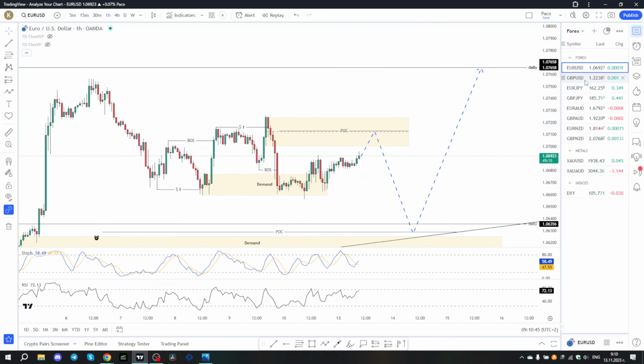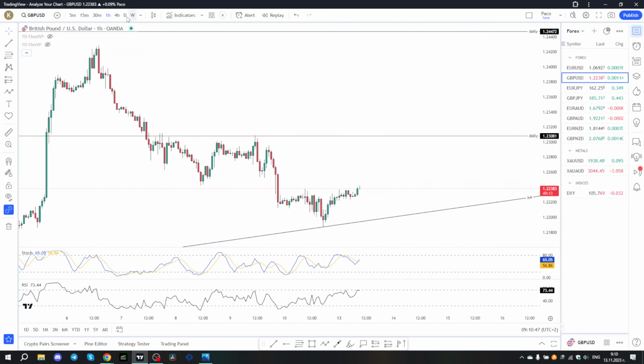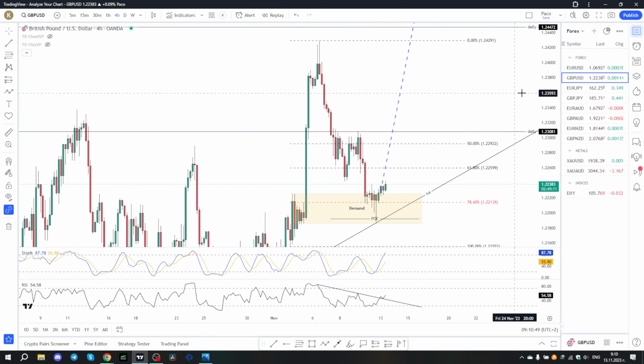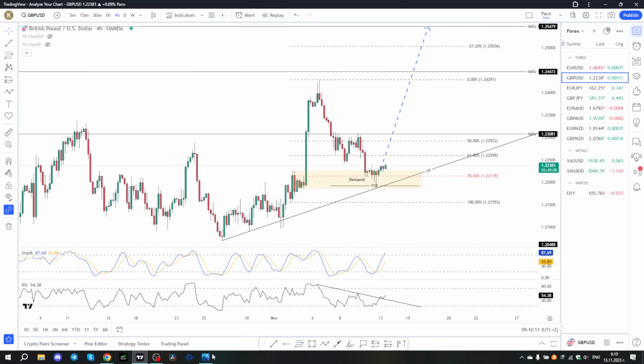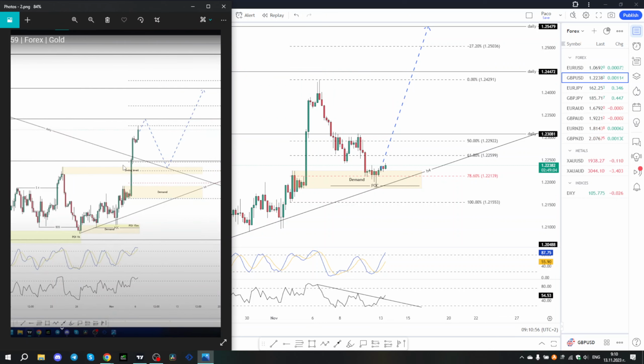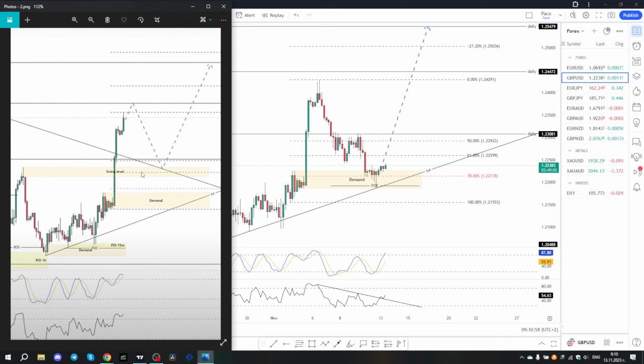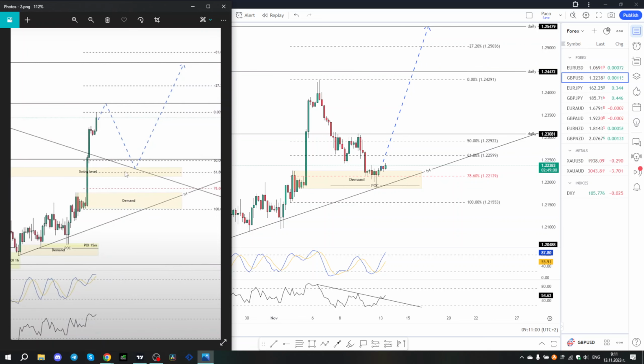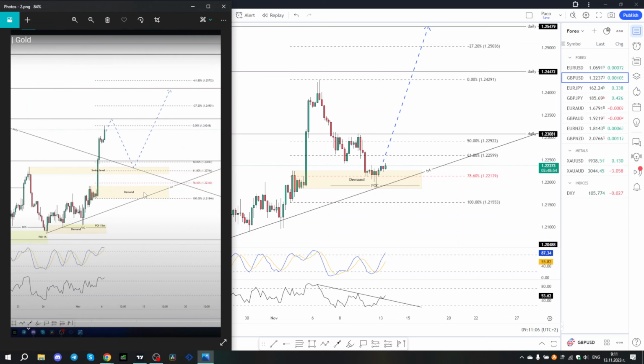Okay, let's move to pound to US dollar. Let's take a look at the picture from last week. Okay, on pound to US dollar, we were expecting after the strong impulse wave to see some retracement and to reach the swing level or the demand zone.